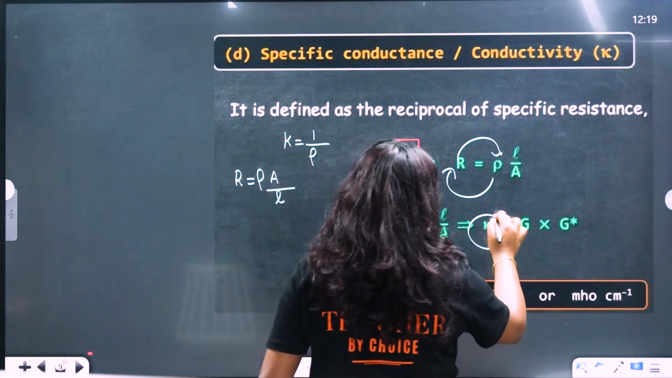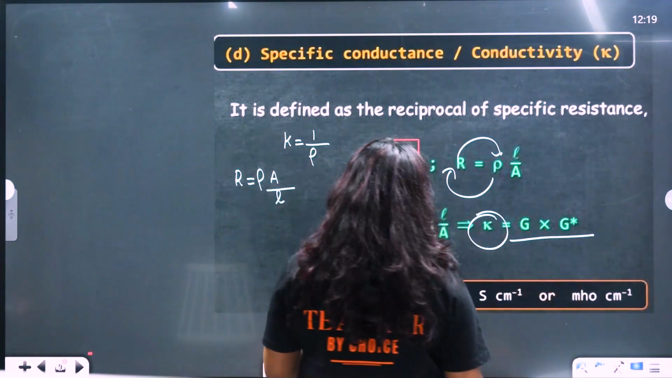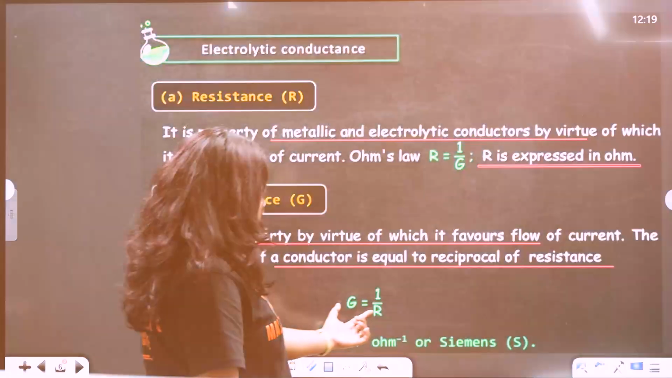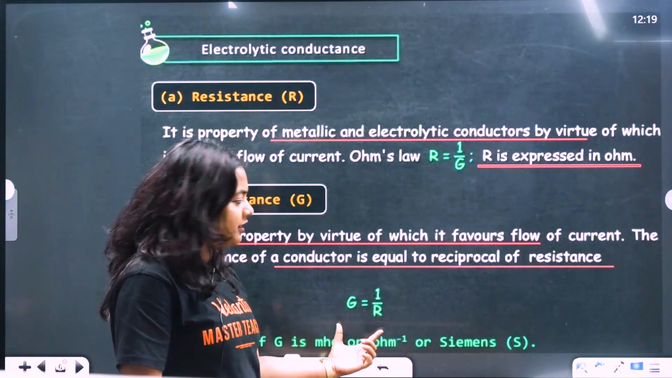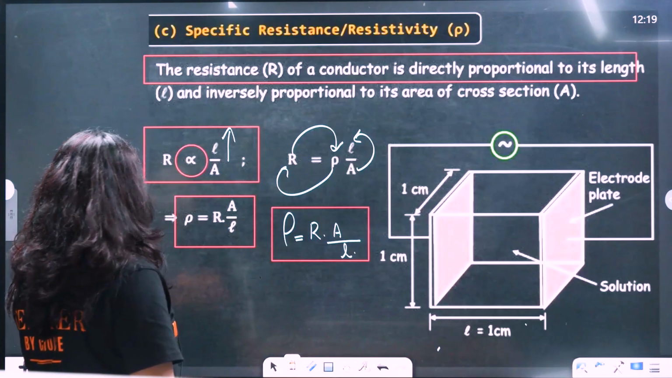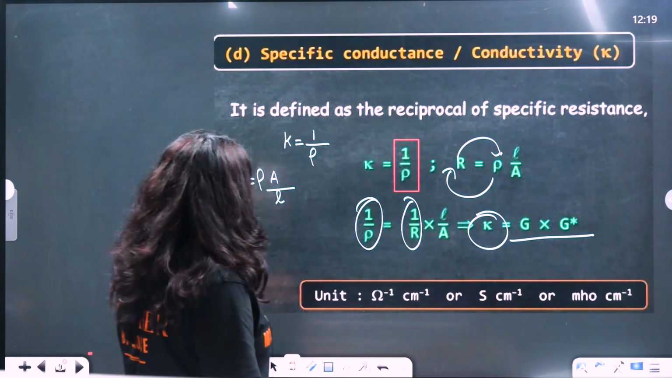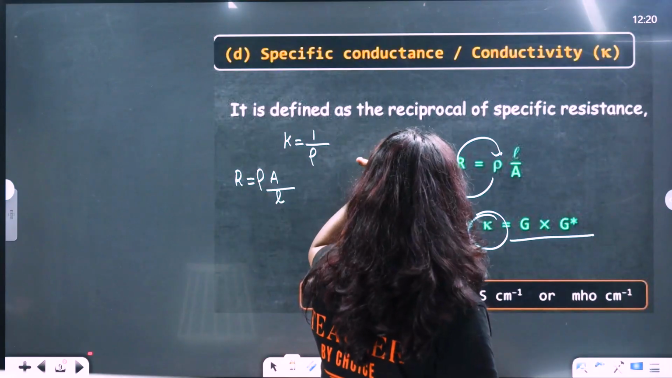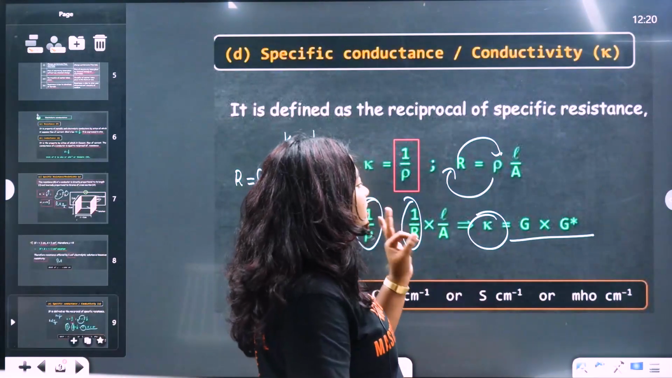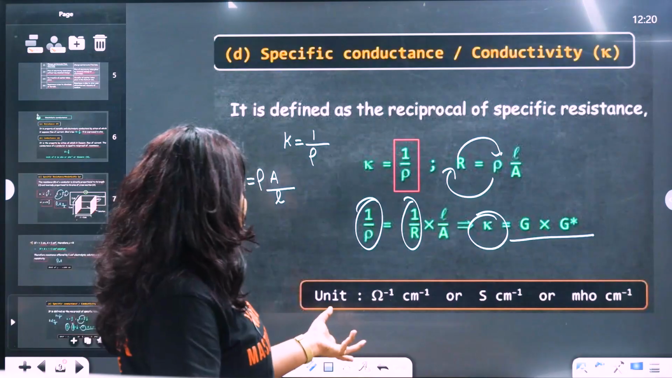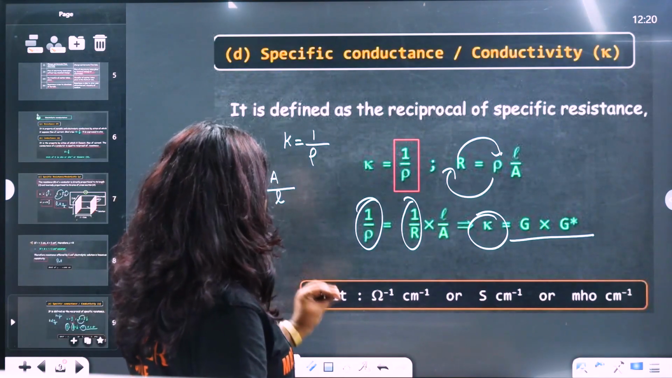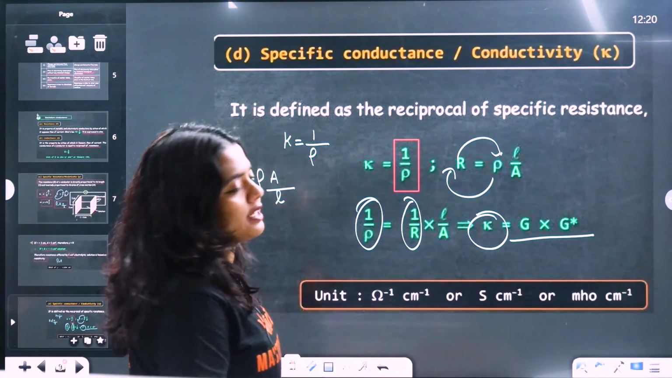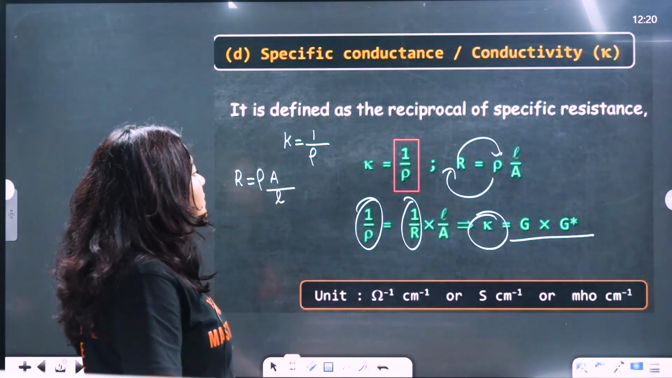Now the specific conductance is equal to, see, conductance is equal to 1 by R, right? Conductance is the reciprocal of the resistance. So from this we get that the specific conductance is equal to the conductance G into L by A. Are you getting my point? So the unit is ohm inverse centimeter inverse. So this is the specific conductance.